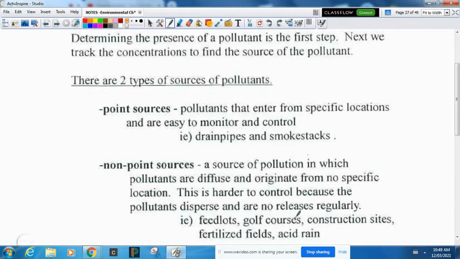And so like feedlots, golf courses, construction sites, fertilized fields, acid rain. Acid rain's a funny one, right? Because the clouds are up there, and once they're acidified, you can't say where they are, even though originally they came from a point source pollutant, that is smokestacks and car exhaust pipes. But once it's up in the clouds, it's a non-point source pollutant.